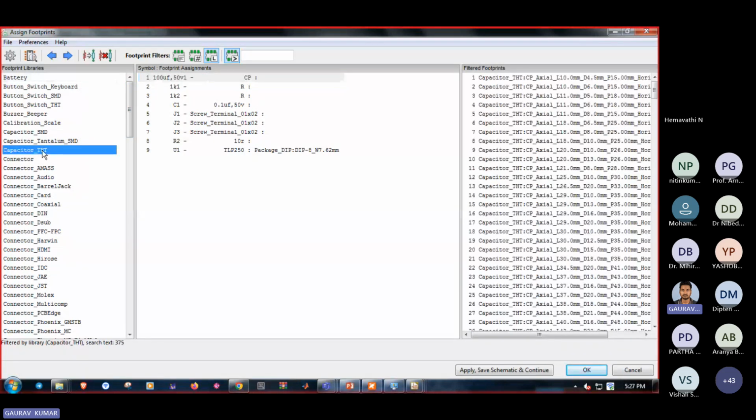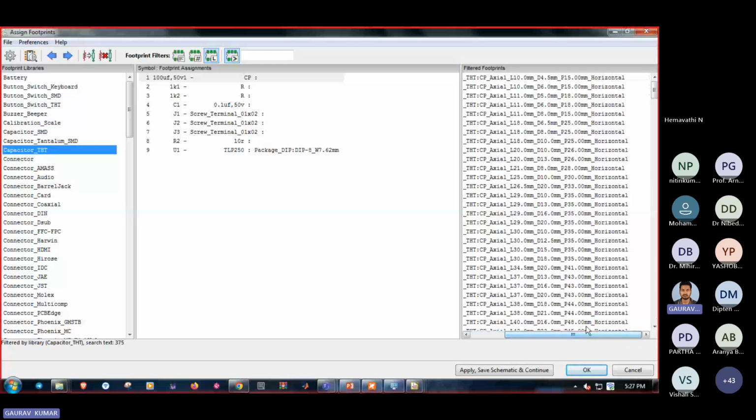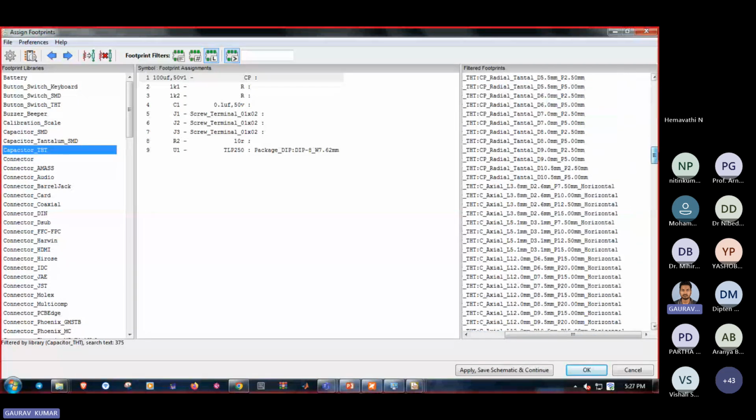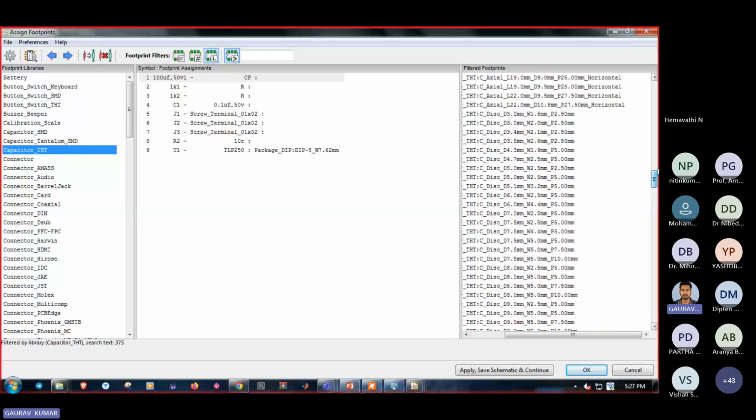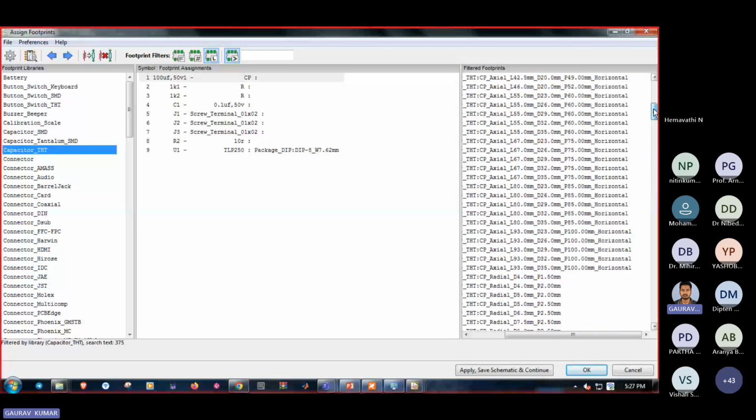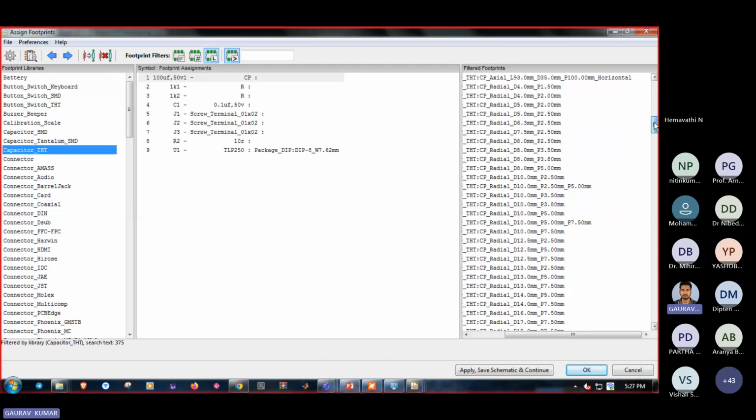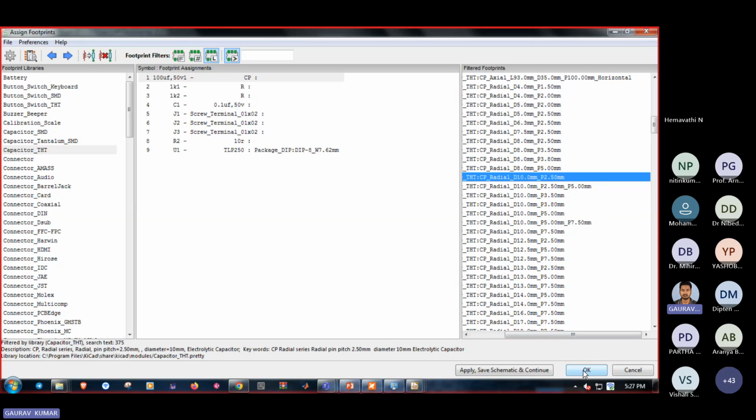Okay, so in capacitor THT there are three types of capacitance. You can see the first one is axial, then radial capacitances, and the last one is axial disk capacitances. So for a polarized capacitor, what we need is radial capacitances. In radial, we want the radial 10 mm diameter and 2.5 mm pitch capacitance. Then please press OK.